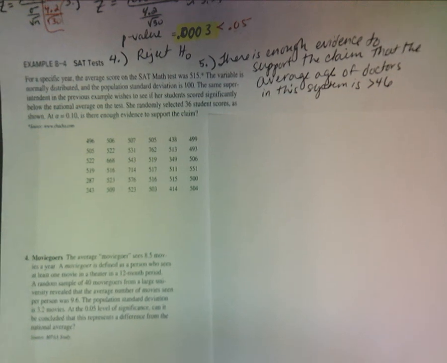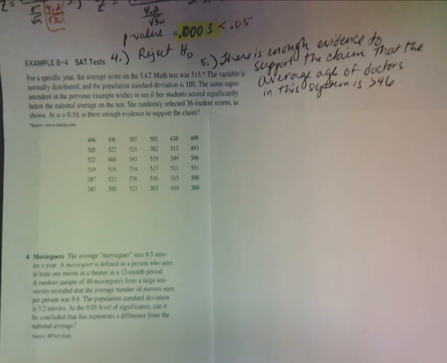All right, part 2 here. Two more examples, then I'm done. For a specific year, the average score on the SAT math test was 515. The variable is normally distributed, and the population standard deviation is 100.